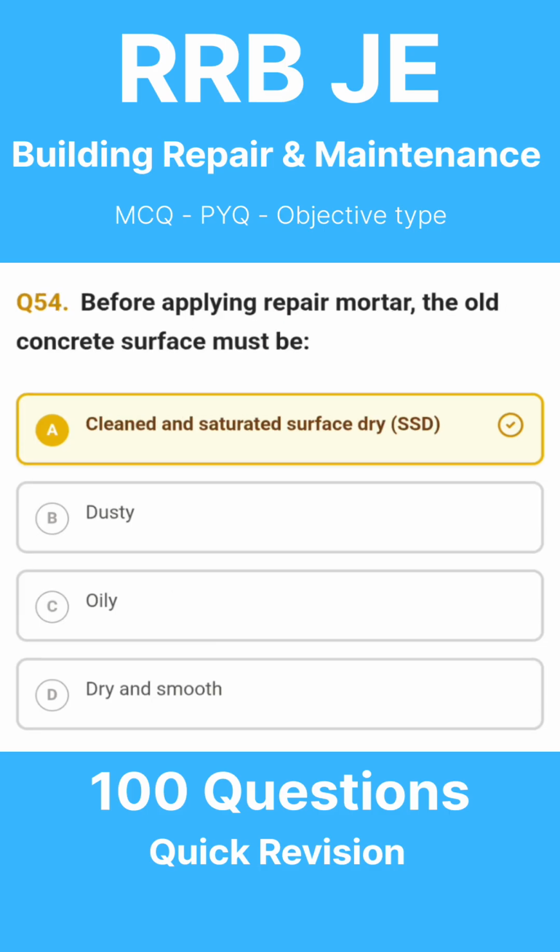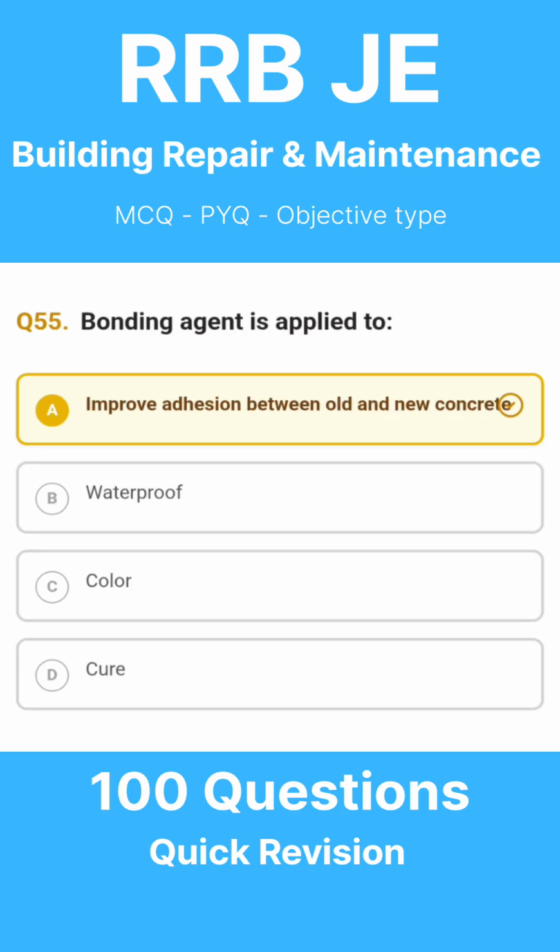Question 54. Before applying repair mortar, the old concrete surface must be. The correct answer is cleaned and saturated surface dry (SSD). Question 55. Bonding agent is applied to. The correct answer is improve adhesion between old and new concrete.